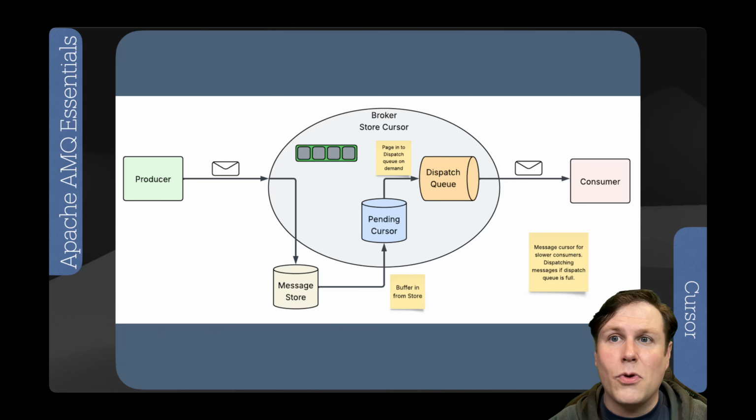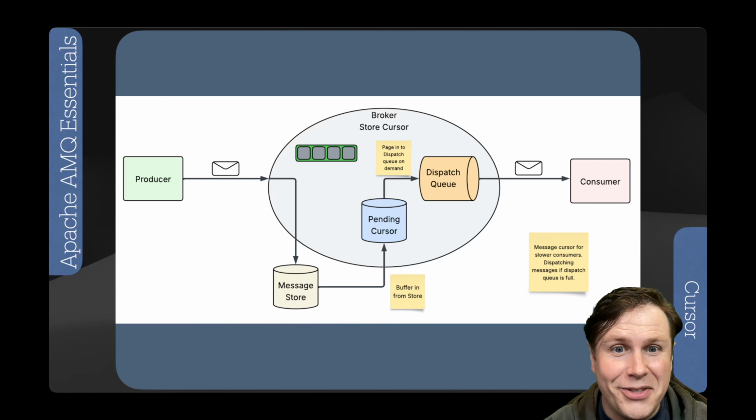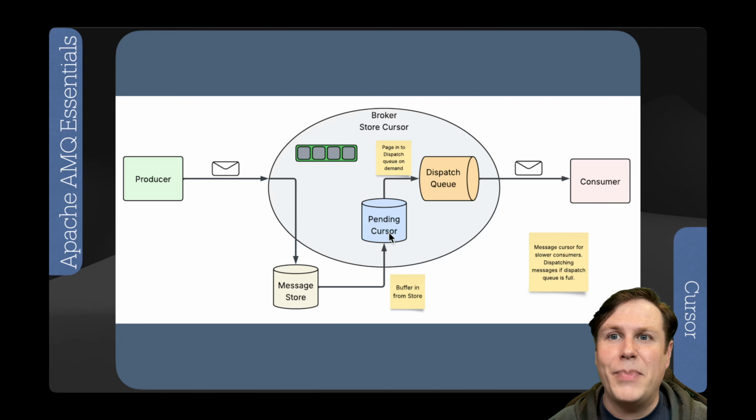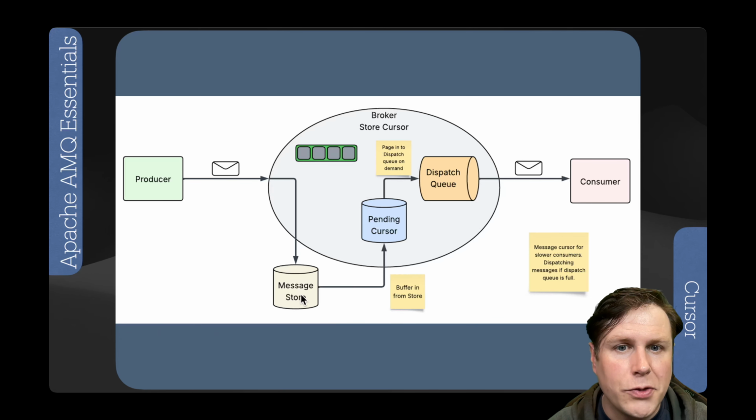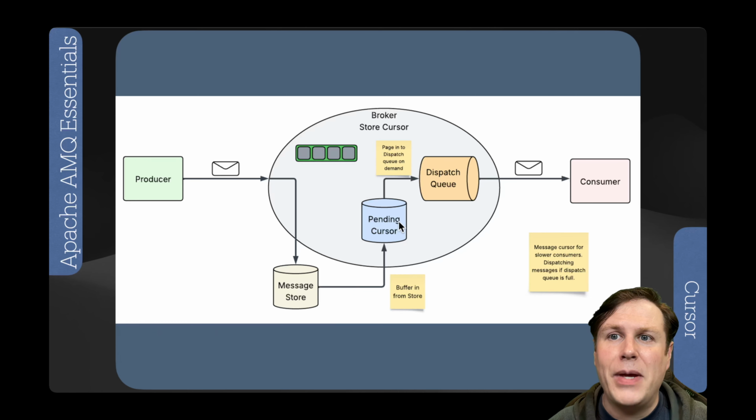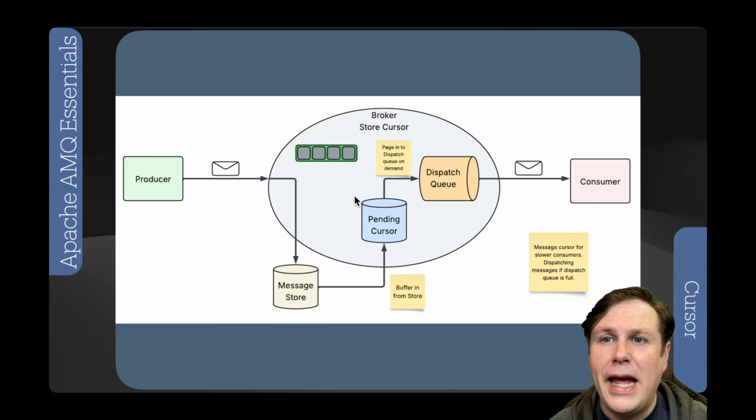This is where the store cursor provides a bit of a hybrid failover internally to itself, where it uses what we call the pending cursor. What's a little different here is that as the messages come in, we're still going down to that message store and persisting your message. But we also are allowing a pending cursor to fetch buffering in from the store, from that slower disk store over here to the database, into memory, such that the dispatch queue can page in those messages from our pending cursor.